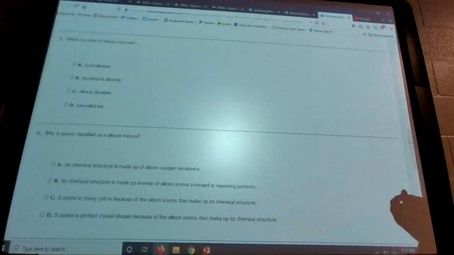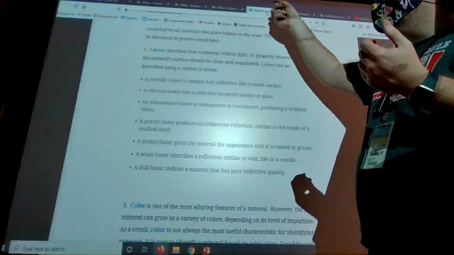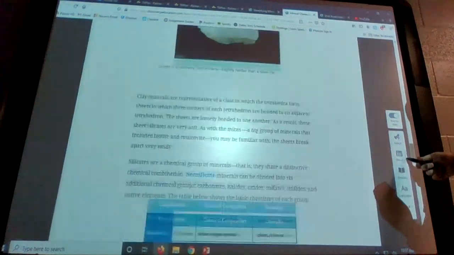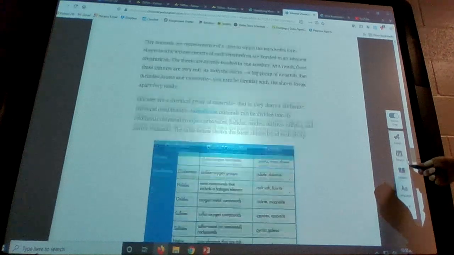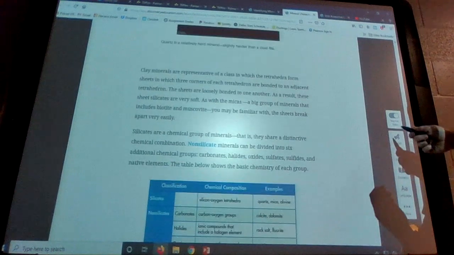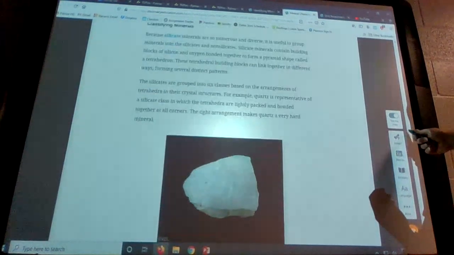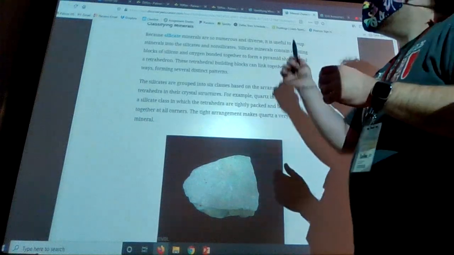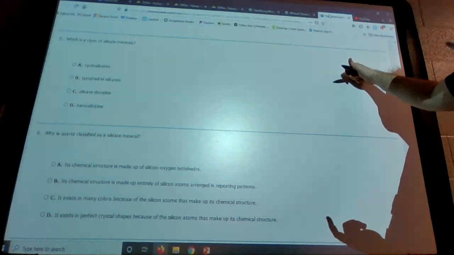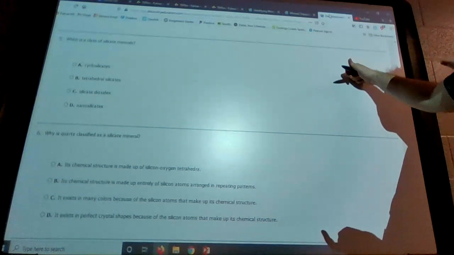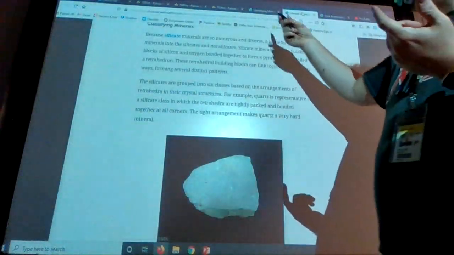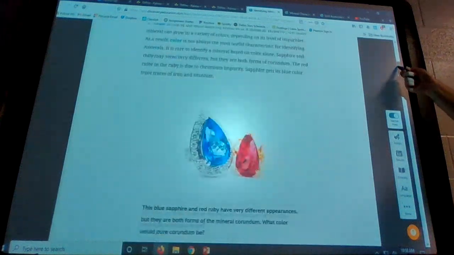What is a class of silicate minerals? If you come back to, I think the classifying page, and then come down to classifications, they talk about silicates, and they list a couple of their different classes right here, and these paragraphs right underneath this. Let's see what options they give you here. Cyclo, tetra, silicate dioxides, nanosilicates. Which is a correct class? Do they have that? Maybe it's an identifying. Let me see.